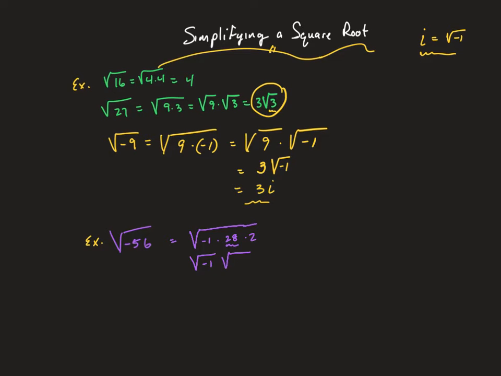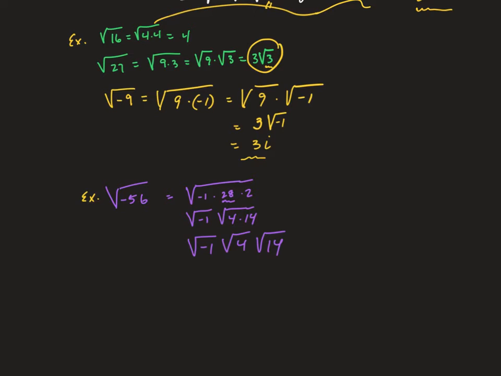I need a perfect square, so that could have also been 4 times 14, I believe, is 56. So if I simplify that, I get the square root of negative 1 times the square root of 4 times the square root of 14. And when I simplify that, the square root of 4 is going to be a 2. The square root of negative 1 is going to be an i, and then we can't find a perfect square left in there, so that's going to remain a 14. So that is simplifying a radical with a negative number in it. And I was able to do that without utilizing a calculator because I was just working with my perfect squares.